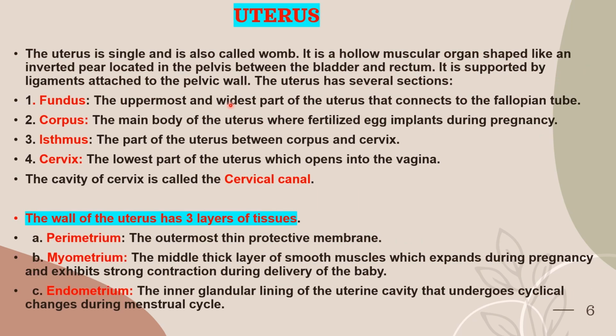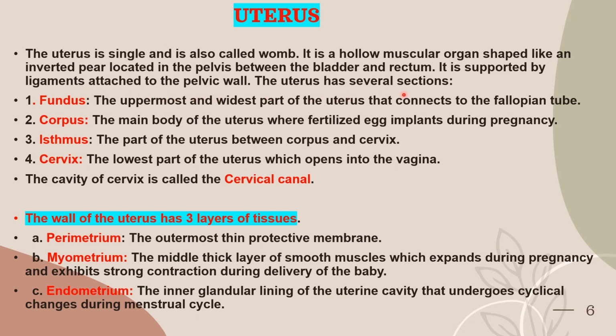Now, let us learn something about the uterus. The uterus is single and also called the womb. It is a hollow muscular organ shaped like an inverted pear, located in the pelvic region between the bladder and rectum. So what is this uterus? You call the uterus also the womb. It is a muscular organ, a hollow muscular organ which is supported by ligaments attached to the pelvic wall.